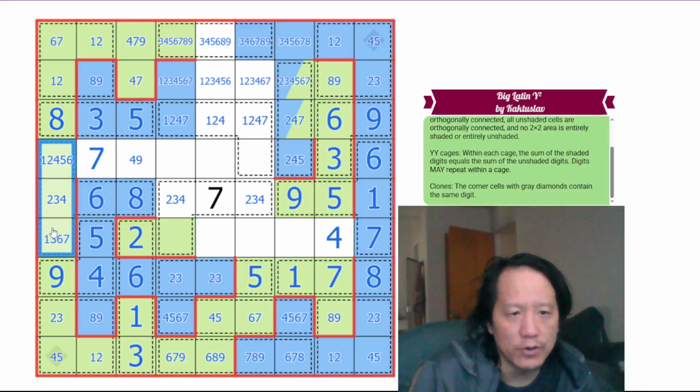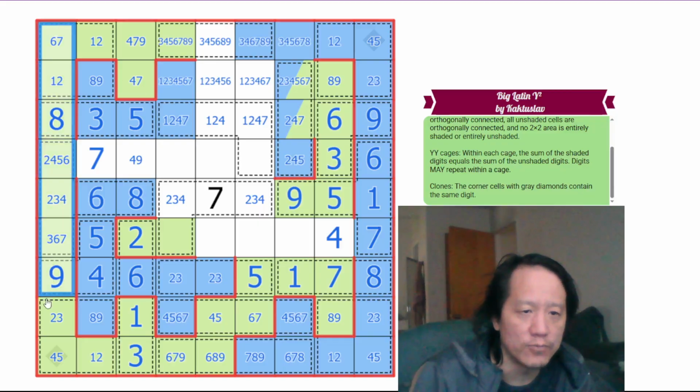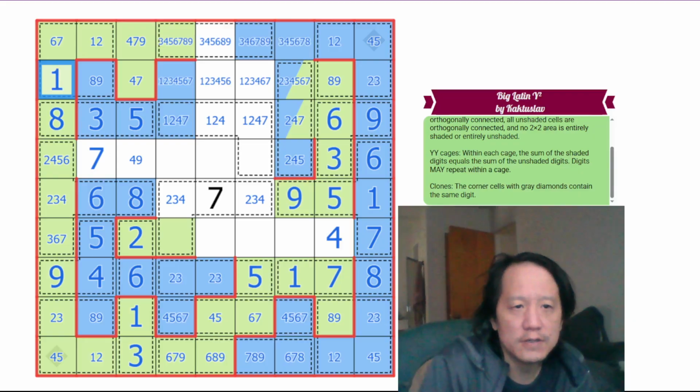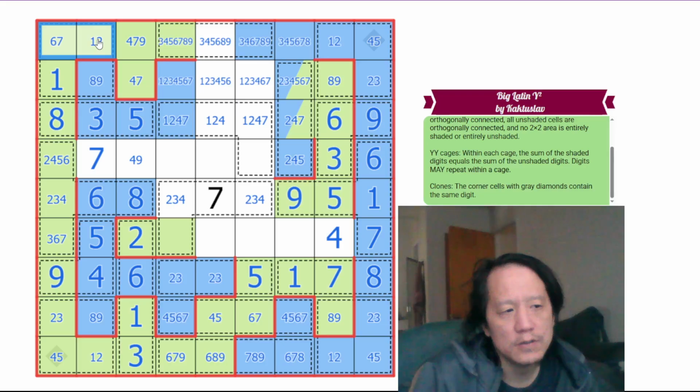Can this ever be 1? No, because if this were 1, it would have to be with 6 or 7 to add up to 14, because we don't have 8 and 9 available. So this cannot be 1, which means where's the 1 in column 1? It has to be here. So this is 1. It could be 6, 1. It could be 7, 1. It could be 6, 2.